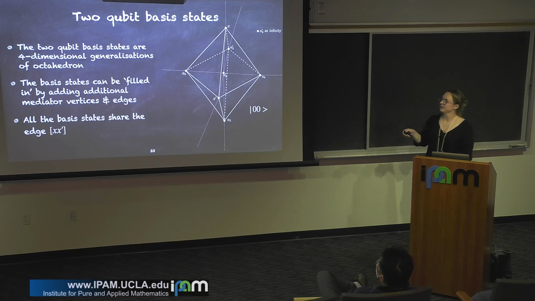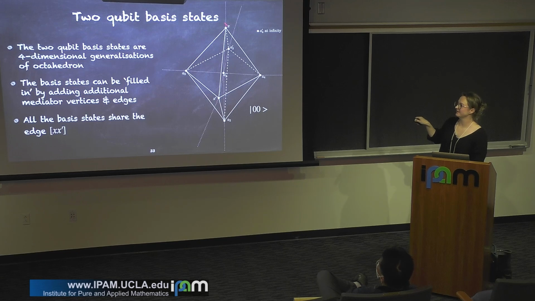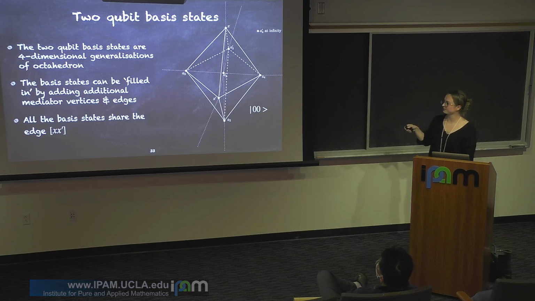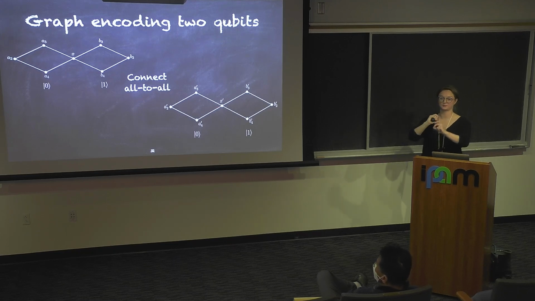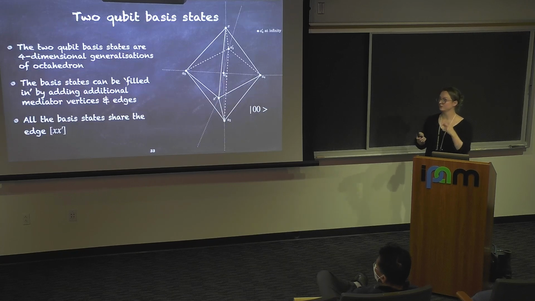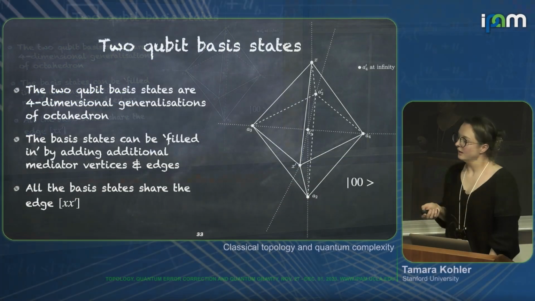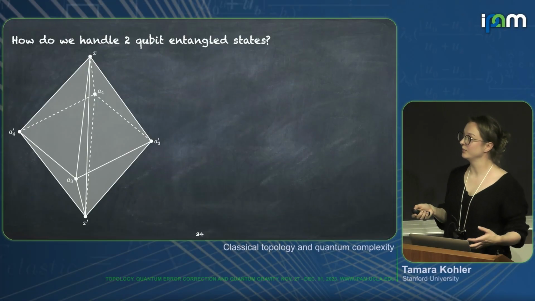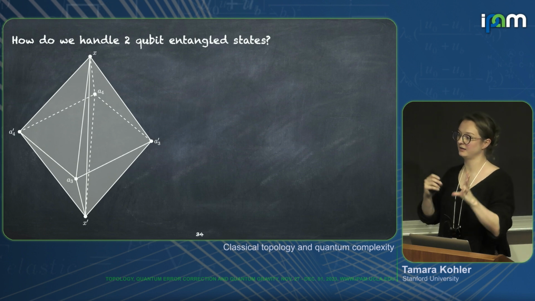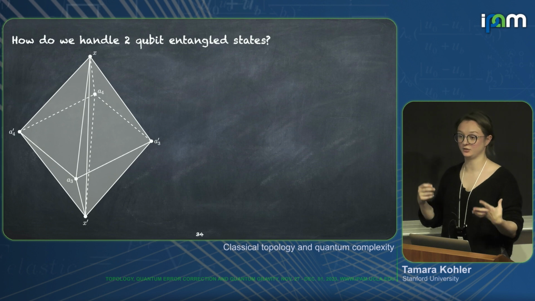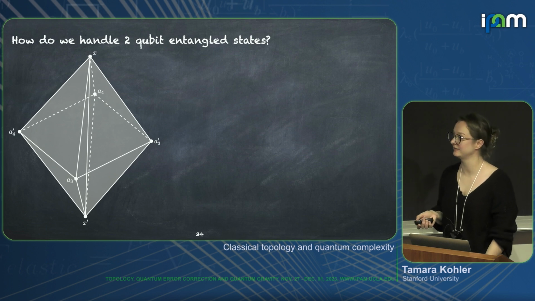The way we do that is by using the fact that every 2 qubit basis state is going to share this edge xx prime. If you see these 2 graphs, the x and x prime vertex are connected to both the 0 and the 1 state. So any 2 qubit basis state will include this edge xx prime. And what that means is that we can cut open this edge and then glue together along it in order to glue together multiple copies of this 2 qubit basis state.